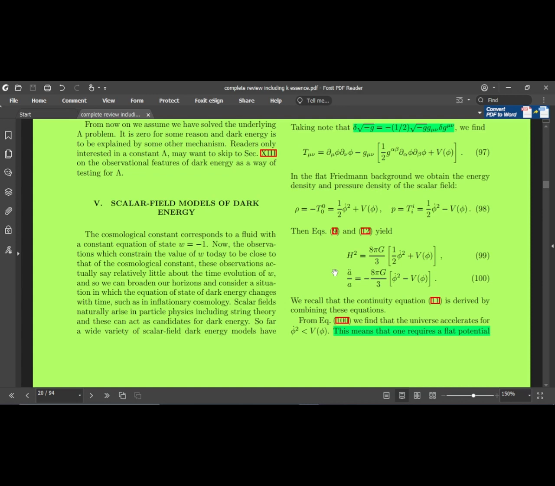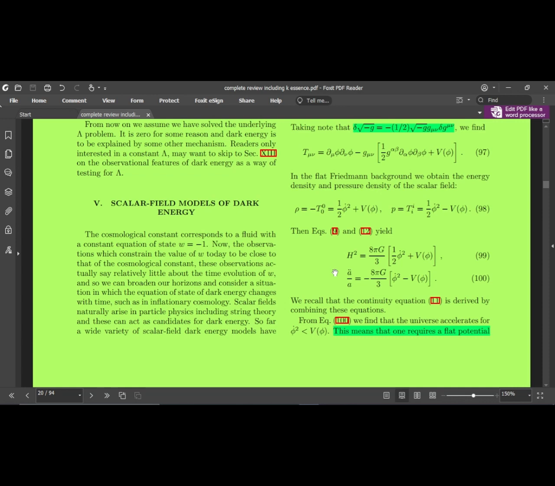Hello guys, this is Siddharth Cap, and today in this video we are going to talk about a scalar field which is responsible for dark energy. In the previous video we talked about Lambda CDM cosmology, in which we saw that the present universe is in an accelerating scenario, in which the whole cosmos is basically accelerating.